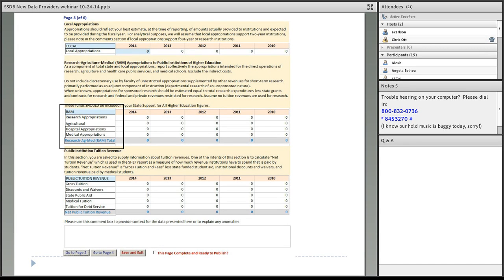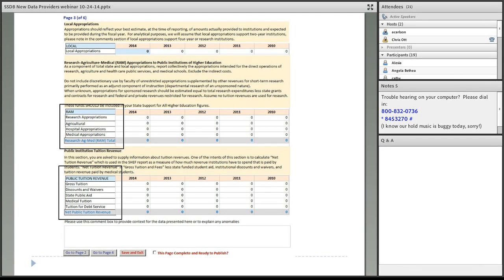The bottom third of page 3 is where we get our tuition revenue. So right here, we're asking for public tuition revenue. Our starting point here is gross tuition for all students attending public institutions of higher education in your state. We want tuition from resident and non-resident students. It's all included, undergrad and grad students. We don't break that out.